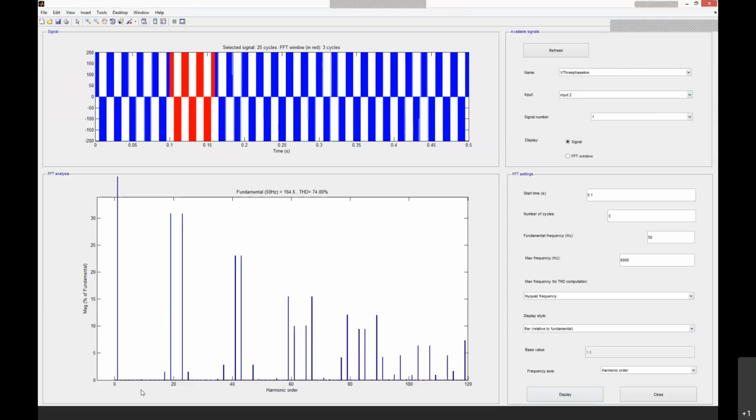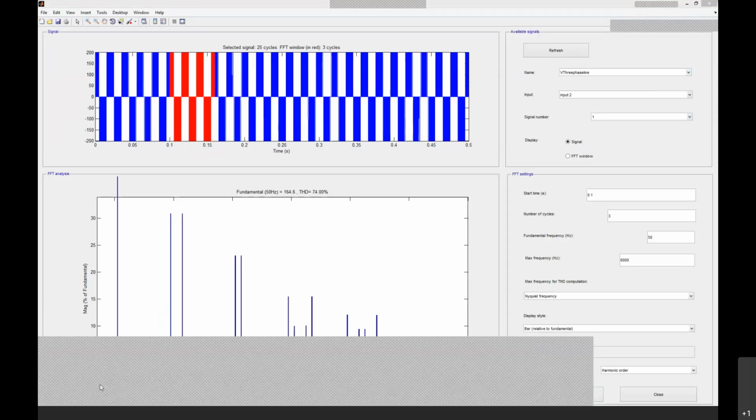That means the A phase, B phase, and C phase modulating signals are all in phase with the carrier signal. That means their starting points are all the same. So in that case, the lower order harmonics are not generated. You can see that there are no harmonics here.